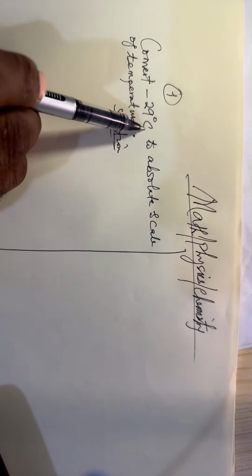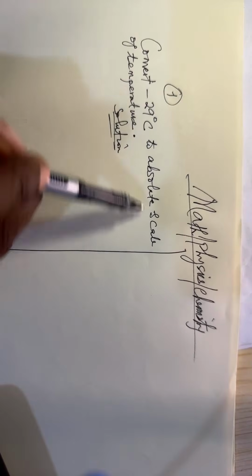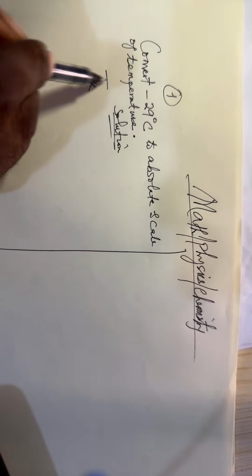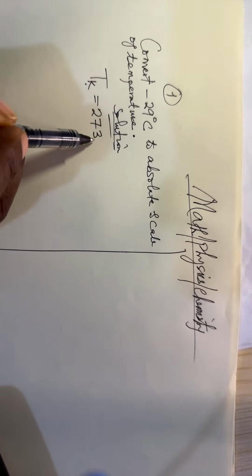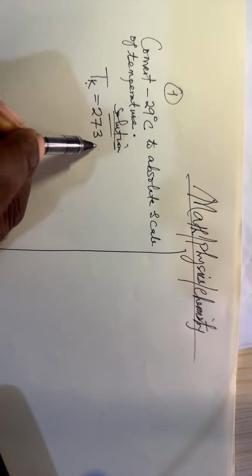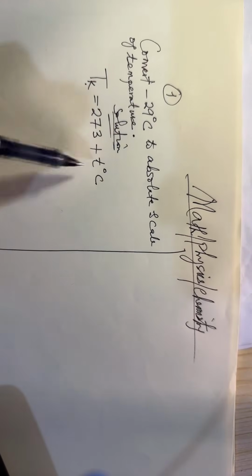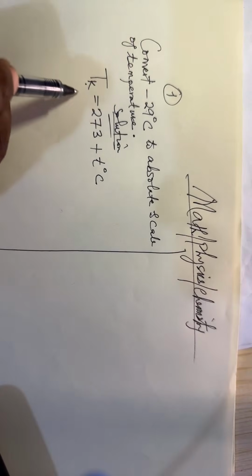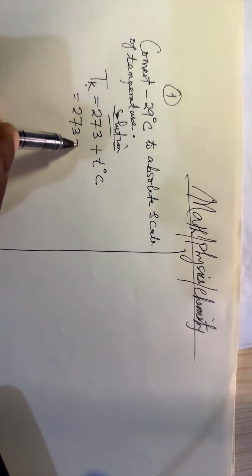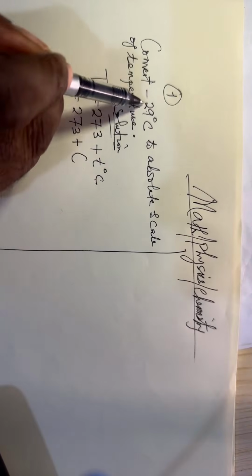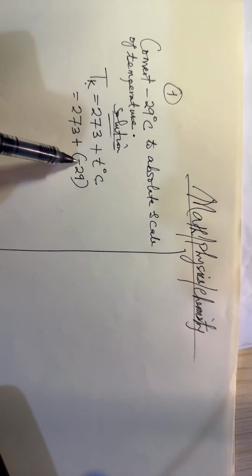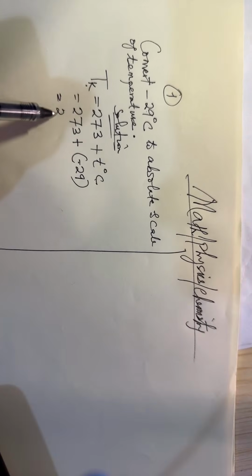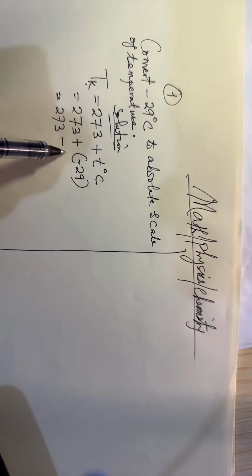Whenever you're asked to calculate from degrees Celsius to the absolute scale of temperature, the first thing you want to do is to use this formula: T subscript K equals 273 plus T degrees Celsius. Don't forget this 273. Even if they add 0.15, it's not a problem. This T degrees Celsius is the given temperature. So you'll have 273 plus minus 29. We multiply the plus by the minus to give minus, so 273 plus minus is minus 29.